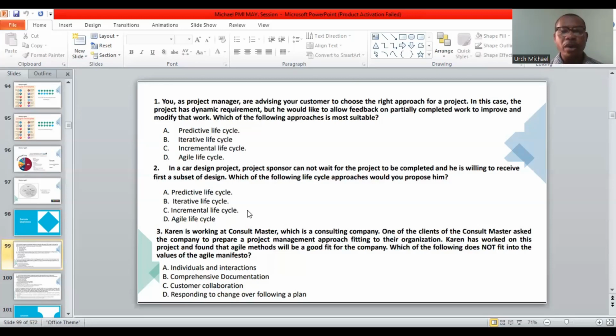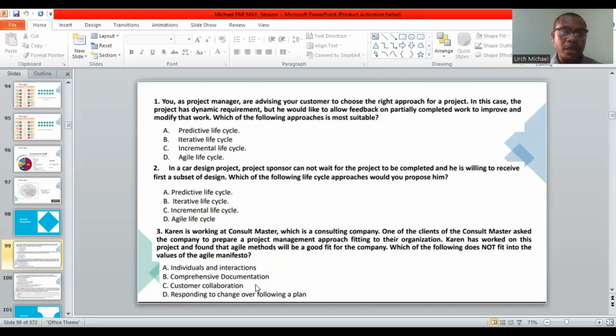All right. So Karen is working at Consult Master, which is a consulting company. One of the clients of Consult Master asked the company to prepare a project management approach fitting to the organization. Karen has worked on this project and found that the Agile method will be a good fit for the company. Which of the following does not fit into the values of the Agile Manifesto? I talked about the Agile Manifesto. Now they're asking you, from the 4 values we mentioned earlier, which among these does not fit in? That's just a very simple explanation to this question.